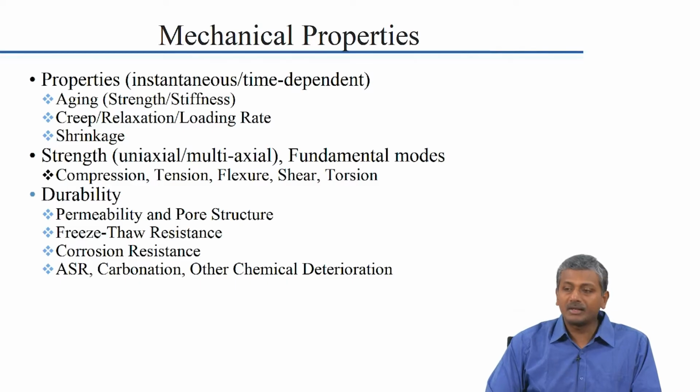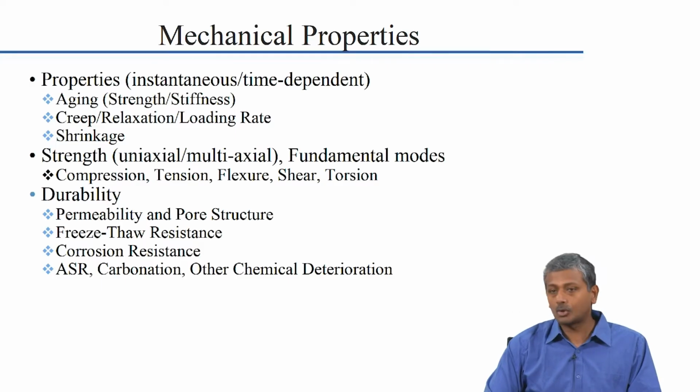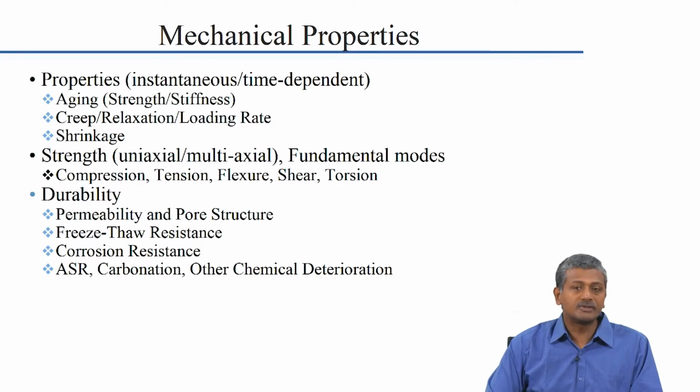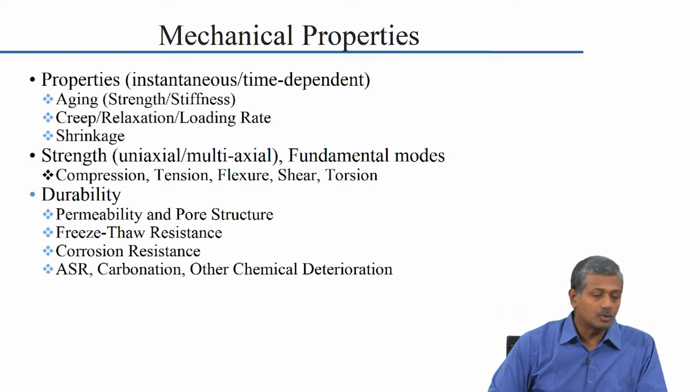The strength can have multiple modes of action. You can have the uniaxial strength, multi-axial strength, and there are different modes in which you can calculate the strength: compression, tension, flexure, shear, torsion. So all these modes can produce different kinds of effects with respect to concrete. But for the most part, we know that strength is dependent on the water to cement ratio and primarily dependent on the properties of the interfacial transition zone of the concrete, because the ITZ controls to a large extent how the concrete would behave under different loading conditions.